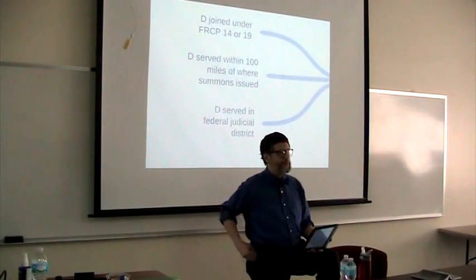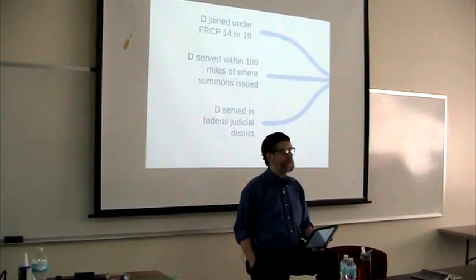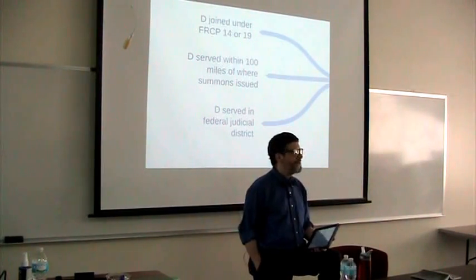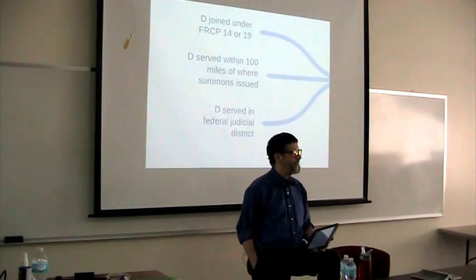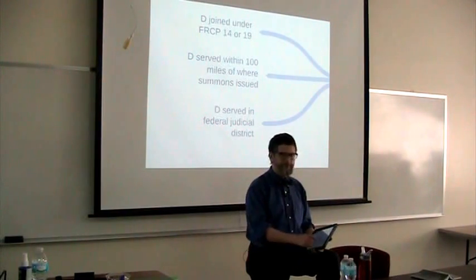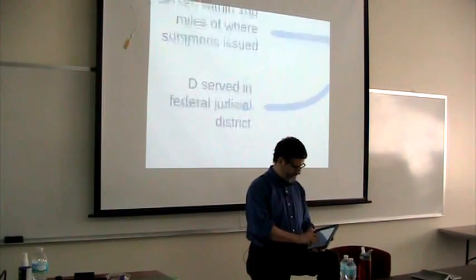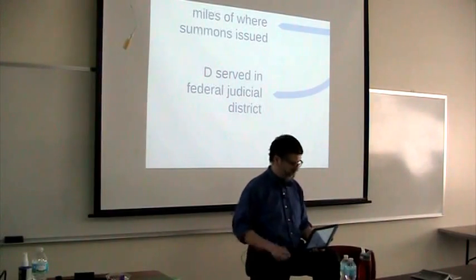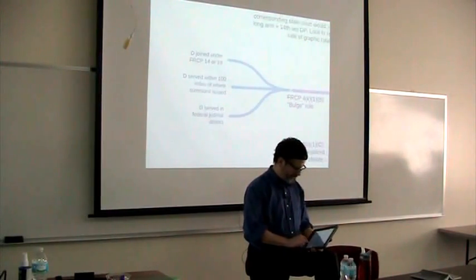Second, the defendant has to be served within 100 miles of where the summons is issued. So look for somebody who's sued in a district of the United States, within 100 miles of the federal courthouse. And third, I guess I already said it, the defendant is served in a federal judicial district. That is the bulge rule.